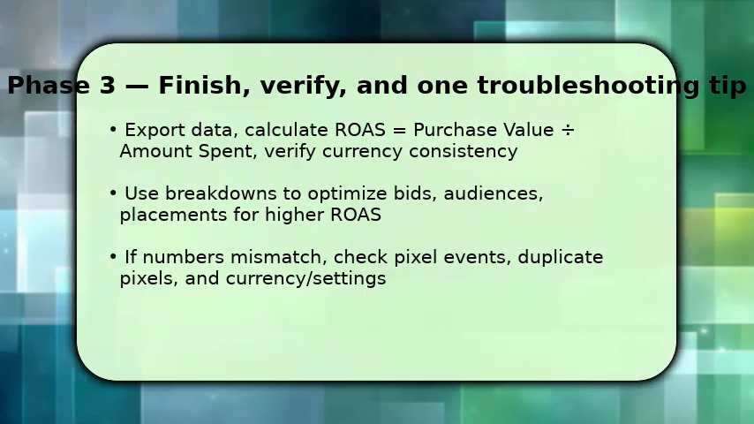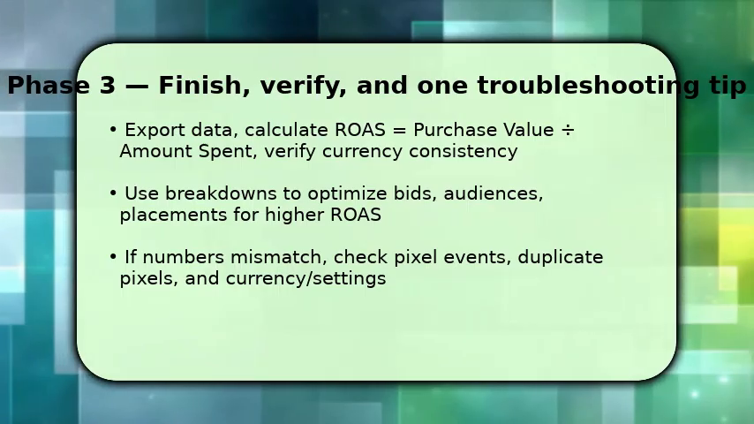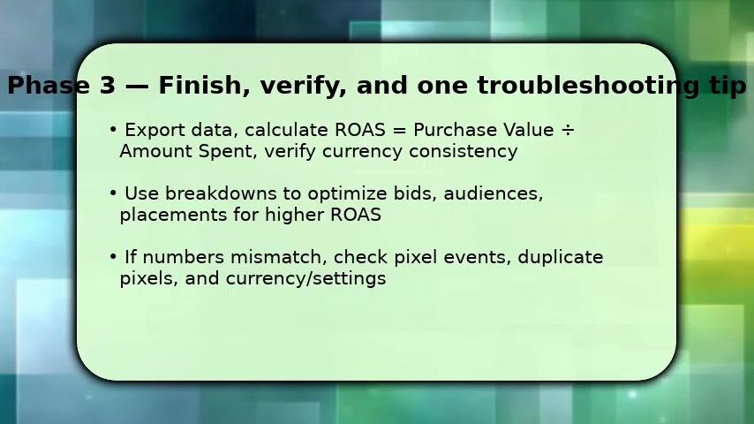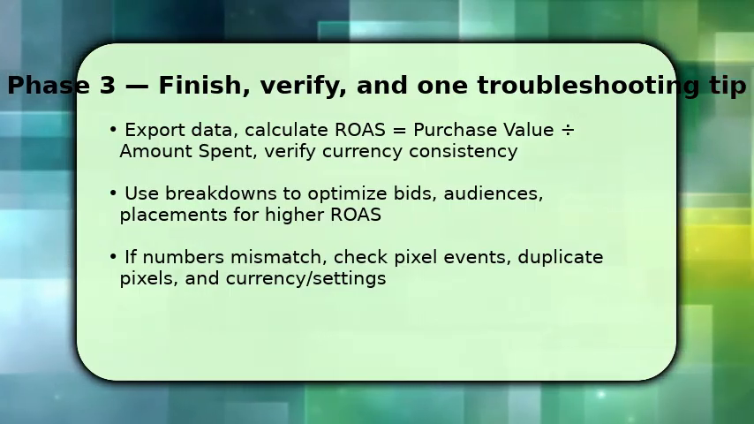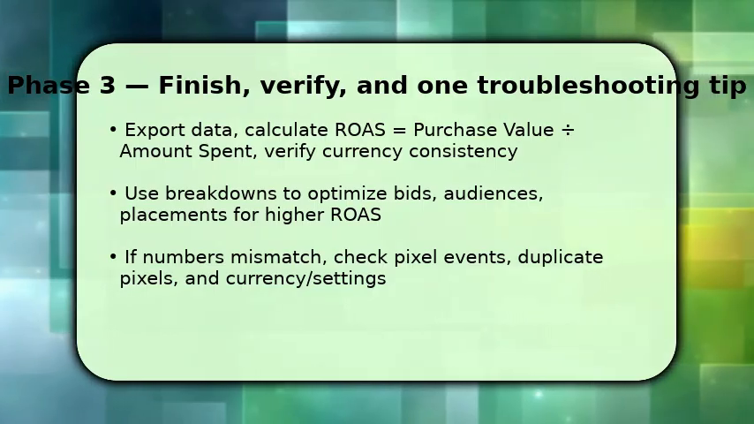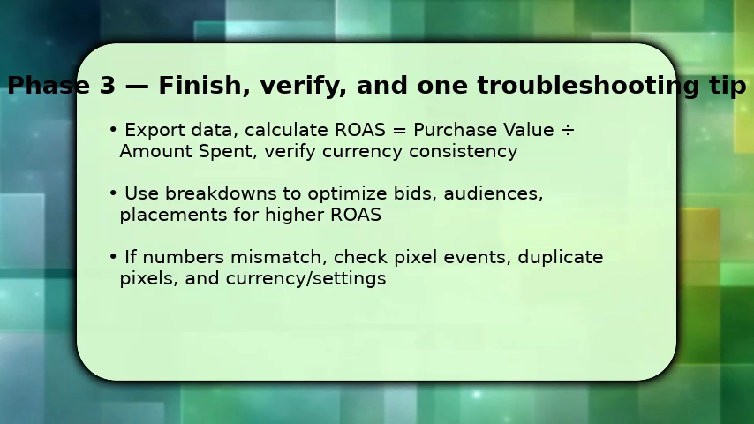Then act, use breakdowns to reallocate budget toward top ROAS creatives and pause underperformers. If results don't match analytics, troubleshoot. Check for duplicated pixels, missing value parameters, or incorrect event deduplication. If you still see issues, run test events again and resync the pixel to the ad account before relaunching.